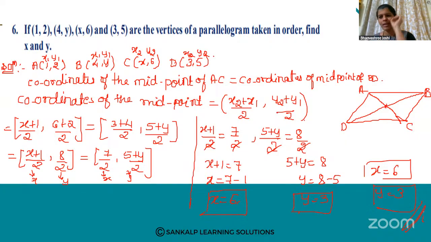Just to do this, we'll take the diagonals AC and BD, the midpoint of diagonal AC and the midpoint of diagonal BD. The midpoint formula is x2 plus x1 divided by 2, y2 plus y1 divided by 2. Now we'll substitute the values of x2 and x1, y2 and y1 into the formula. Only that much we are going to do. Understood?